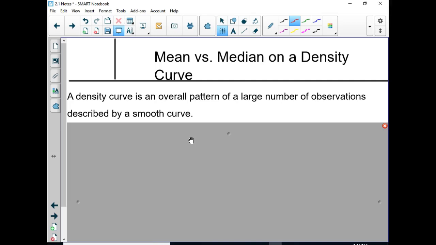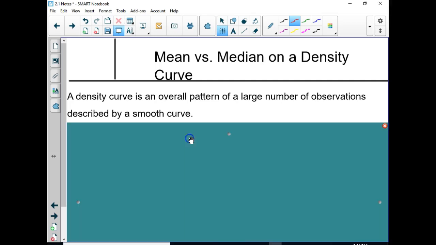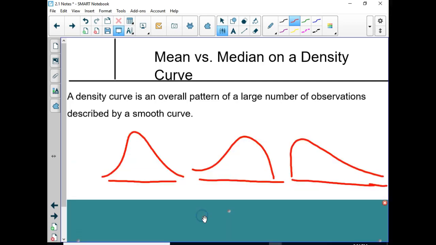Okay. So, like I said, a density curve is an overall pattern of a large number of observations described by a smooth curve. So what I have right here is 3 different density curves, and you can have a bunch of different density curves. What it is doing is modeling what it would look like if there were so many observations. So you can imagine there are many dots under these curves.